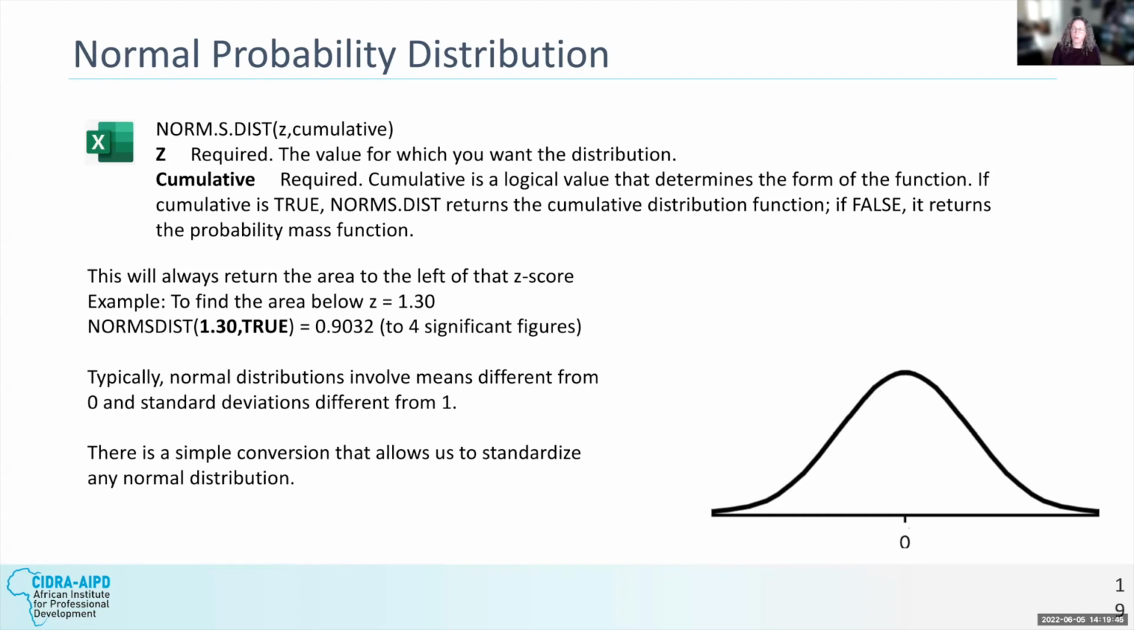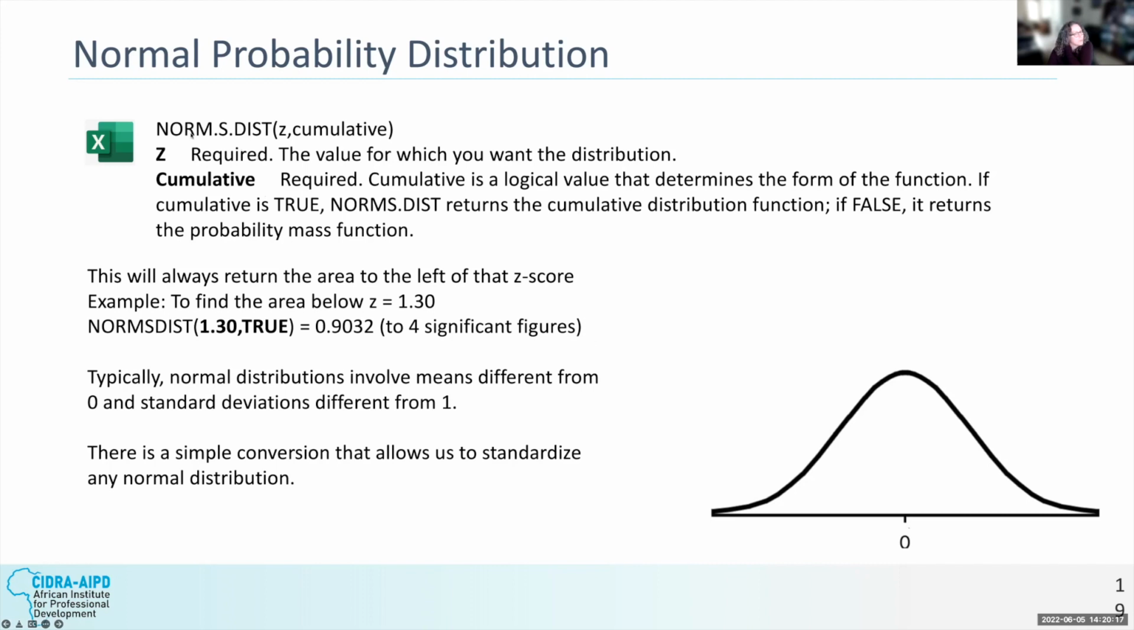What I want you to do is go ahead and open up your Excel spreadsheet so that you can have a go at maybe finding some of these areas under the normal distribution. So we're looking at z-scores. Along this bottom x-axis is the z-scores. I've just put a 0 in there. That's where the mean would be. And this is going to be your negative z-scores to the left, and this is your positive to the right.